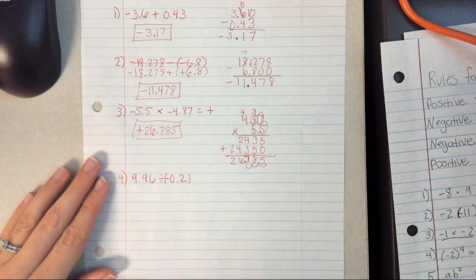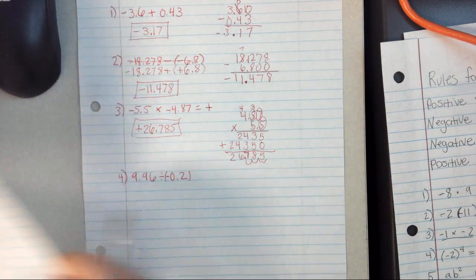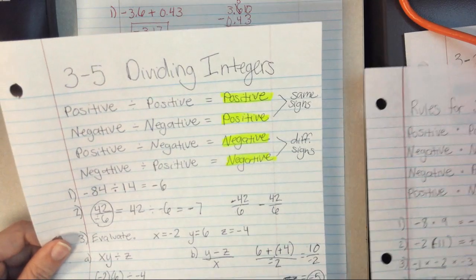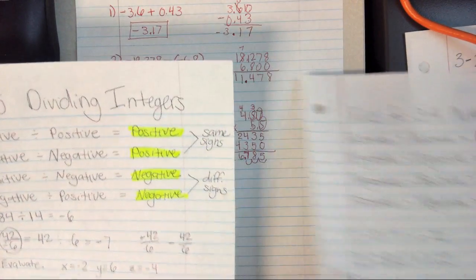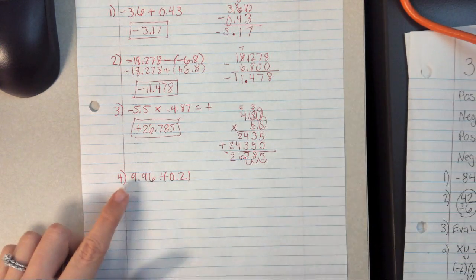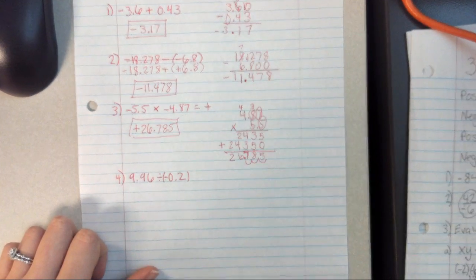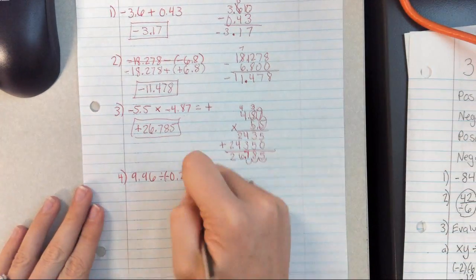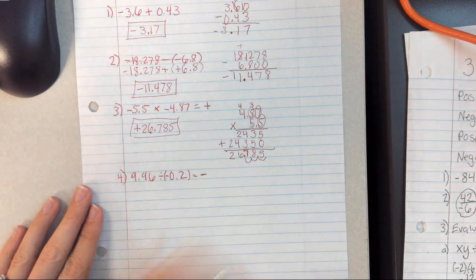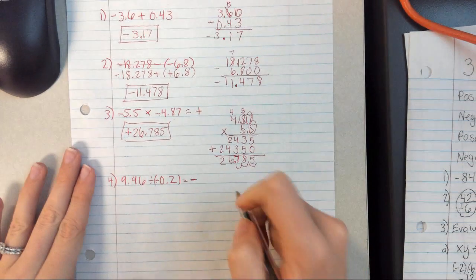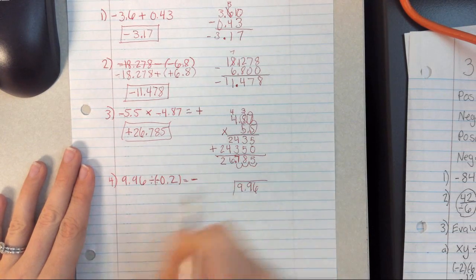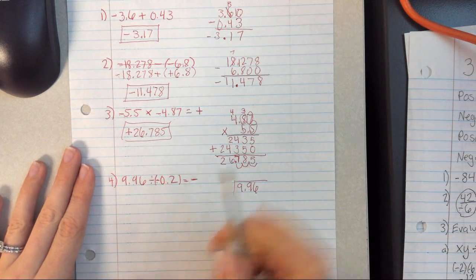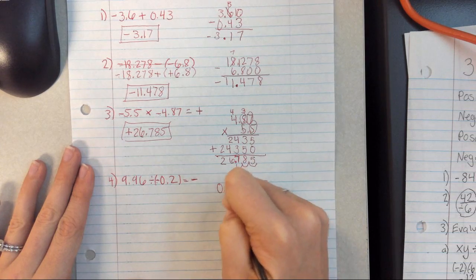And the last one, when you're dividing. And again, your division rules are the same thing as your multiplication rules. So in this one, we have a positive and a negative. Since we have two different signs, we know our answer is already going to be a negative number. And for this, you have to do long division. 9.96. First number always goes in the box. Second number always goes on the outside.